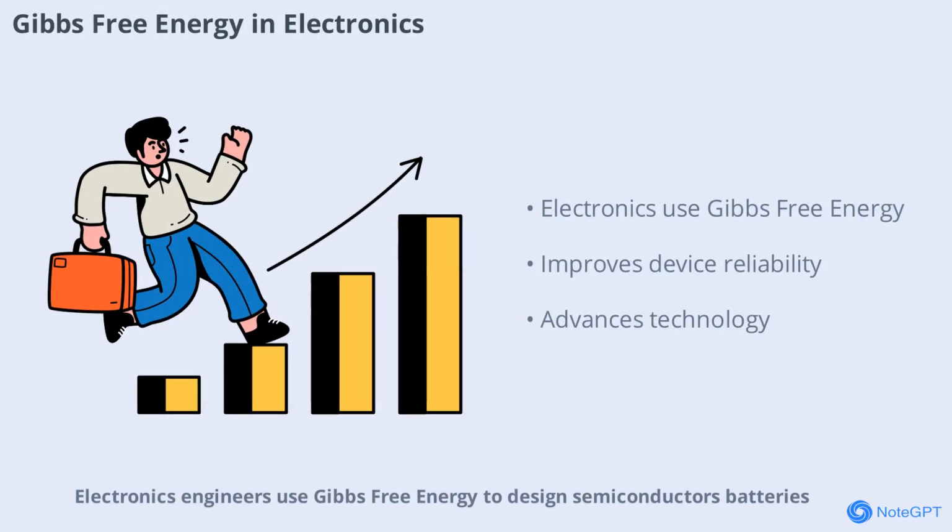Electronics engineers use Gibbs free energy to design semiconductors, batteries, and other components. By predicting which reactions will occur during manufacturing and operation, they can improve device performance and reliability. This understanding is crucial for advancing technology and meeting the demands of modern life.